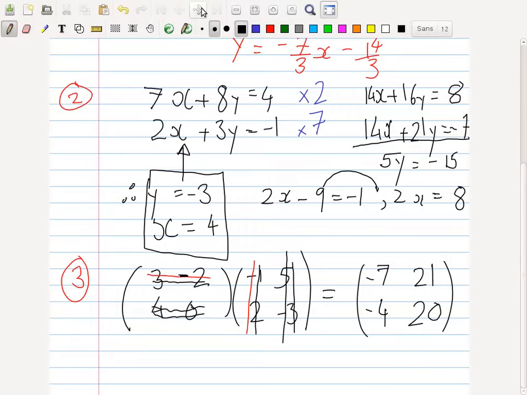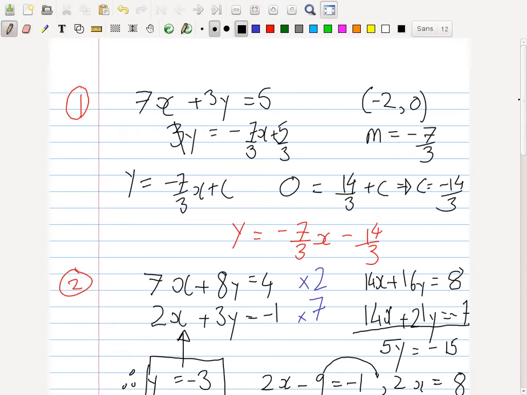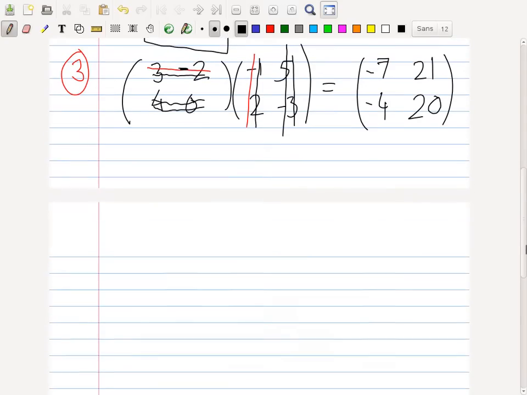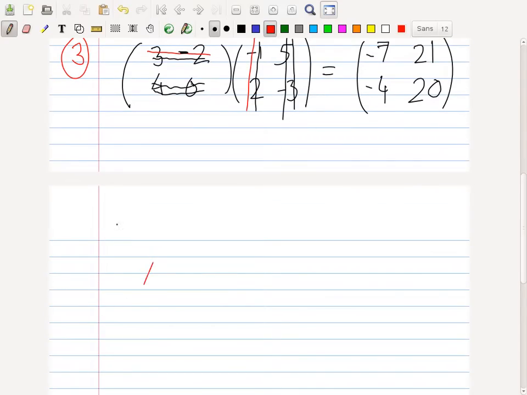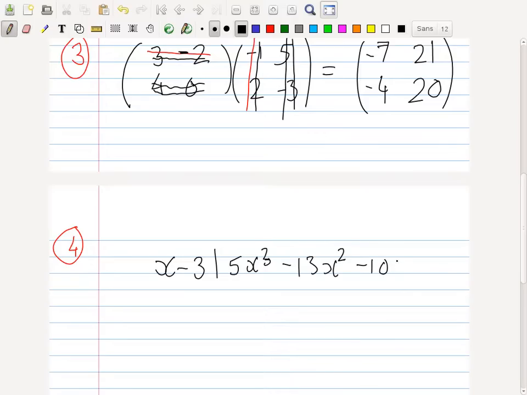All right, can I go to the next page? I can scroll up a bit if you didn't get it. Okay, so number 4 now. Long division. So we have x minus 3 divided into 5x cubed, sorry, that's a cubed, minus 13x squared minus 10x plus 12.